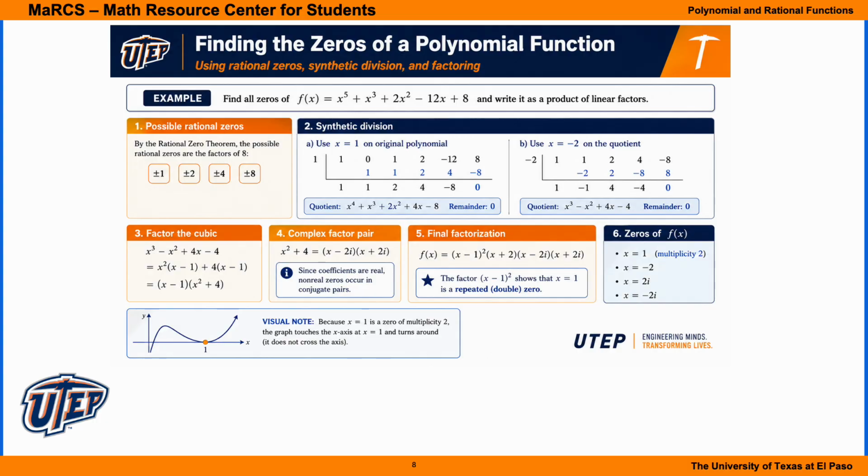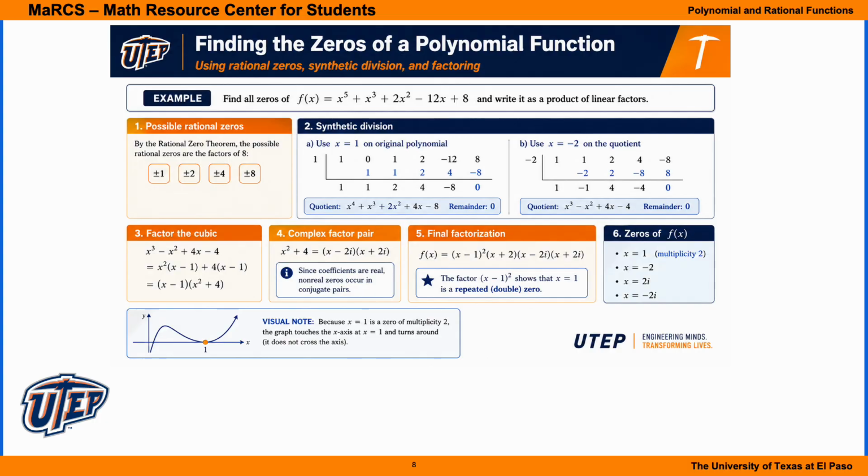So we drop the 1, so 1 times negative 2 is negative 2, so 1 plus negative 2 is negative 1. Negative 1 times negative 2 is positive 2, so 2 plus 2 is 4. 4 times negative 2 is negative 8, so 4 plus negative 8 is negative 4. Negative 4 times negative 2 is positive 8, so negative 8 plus 8 is 0. So now our quotient is x cubed minus x squared plus 4x minus 4 with a remainder of 0.